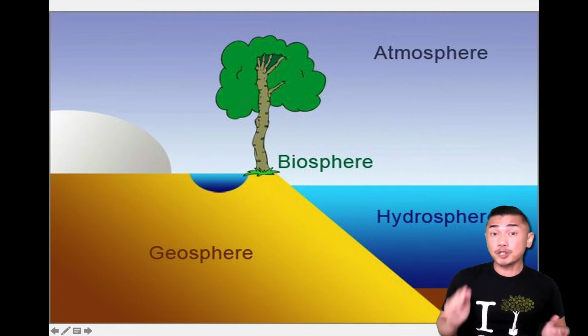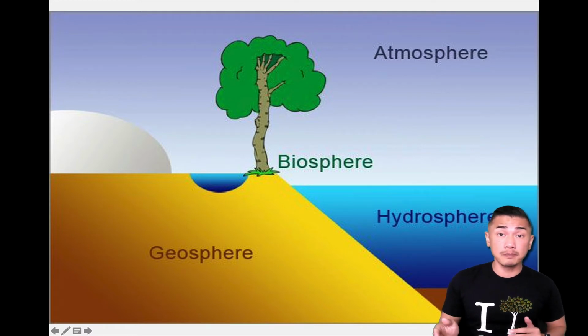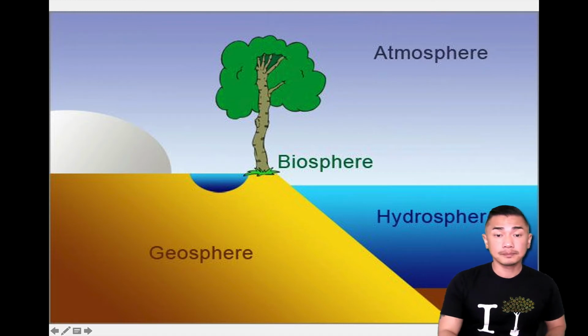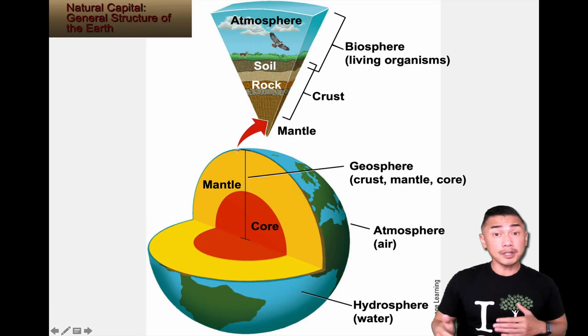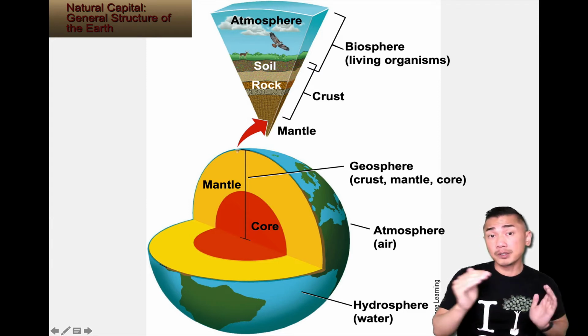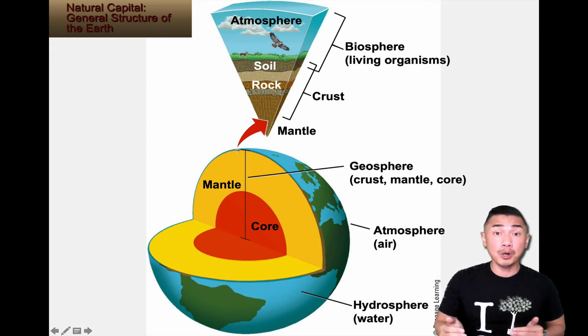This diagram shows those four different components of the Earth's life support system. Keep in mind that the boundaries between these components are not always very clearly defined. This diagram also shows those four components, but gives you a better idea of the scale and size of each one of those components.